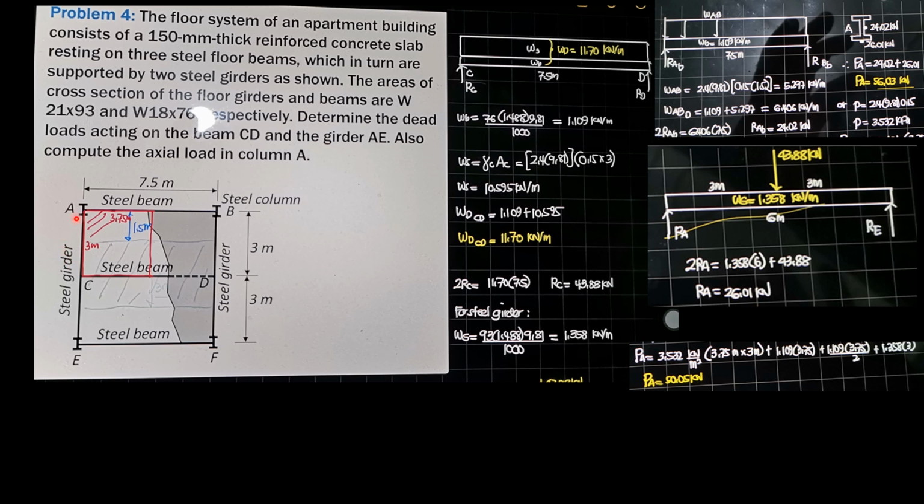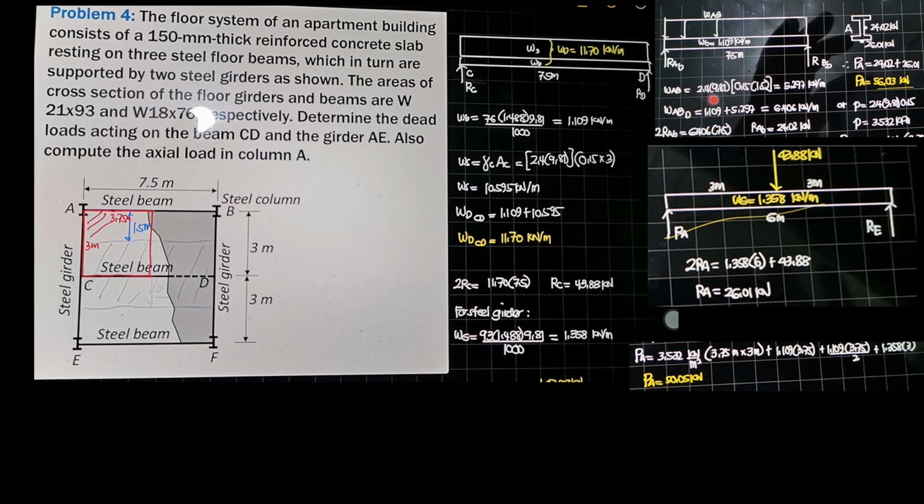Then finally, for the reaction or axial load in column A, we have to analyze beam AB first. For beam AB, let's call this reaction here RA of the beam, then here RB of the beam. The loading would be the uniform weight of the steel beam, which is 1.109 kilonewtons per meter, plus the dead load due to the uniform weight of the slab. The tributary width is only half of 3, 1.5.